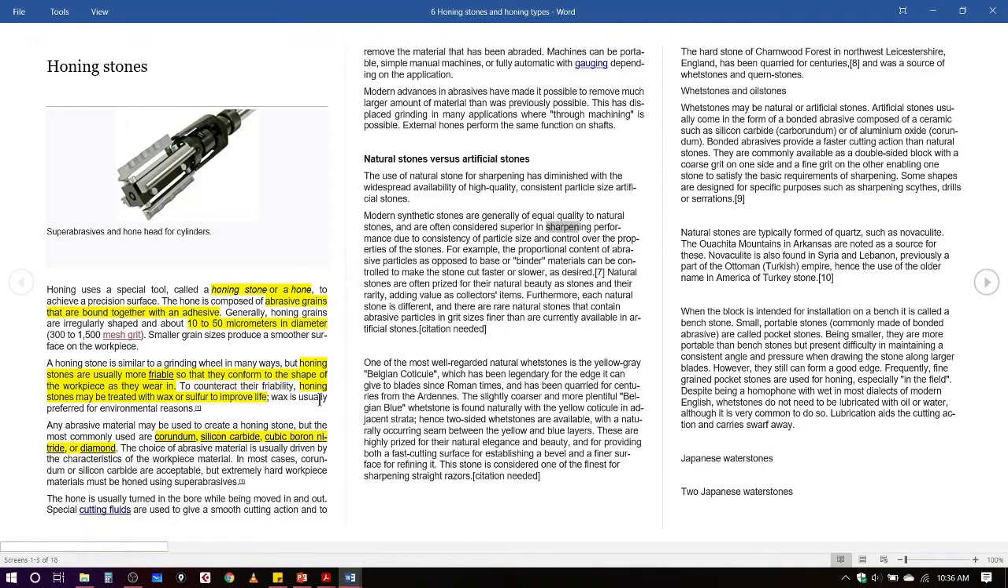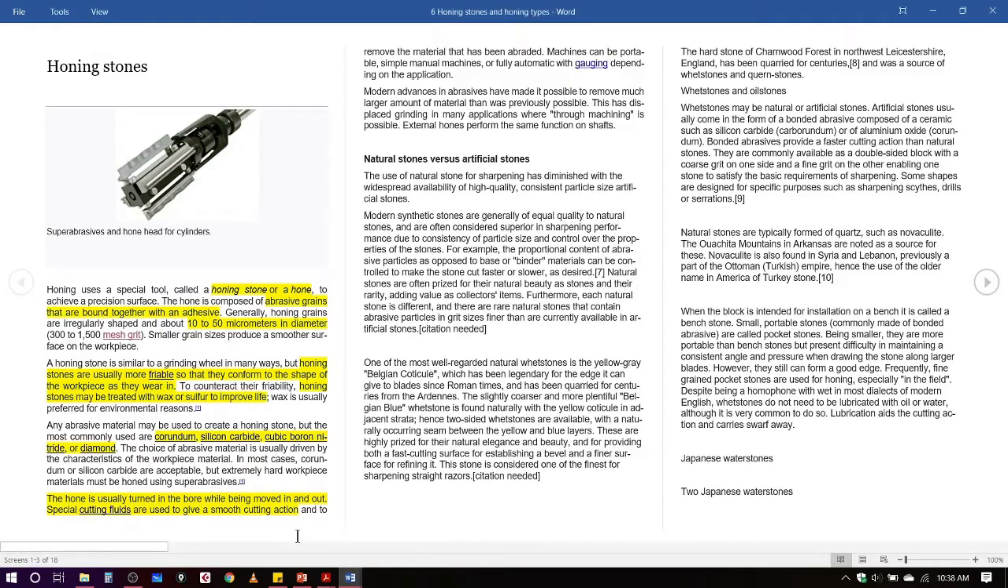Let us discuss in detail about various honing stones which are used in a honing operation. The abrasive materials used in honing stones are corundum, silicon carbide, cubic boron nitride, diamond, etc. The honing stones are usually used with the help of a cutting fluid. The cutting fluid enables smooth cutting action in the honing operation.